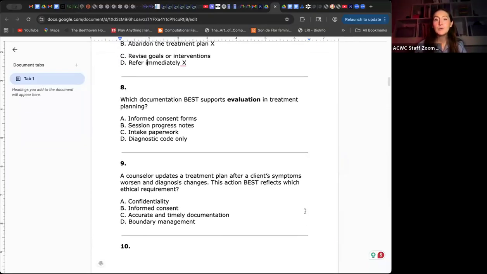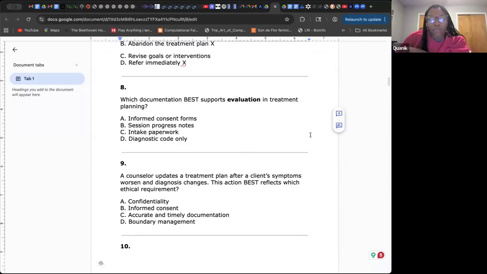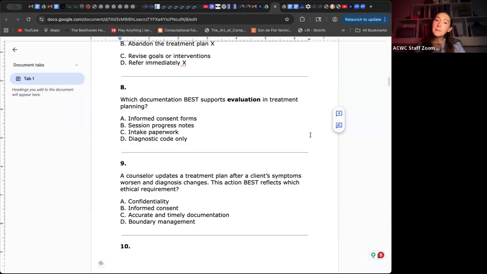All right. Clinique, if you feel comfortable, we would love for you to do number 8 if that's okay. Okay. Which documentation best supports evaluation and treatment planning? A, informed consent forms. B, session progress notes. C, intake paperwork. D, diagnostic code only. I'm going to rule out D. Do you like that? D is in dog. Absolutely.